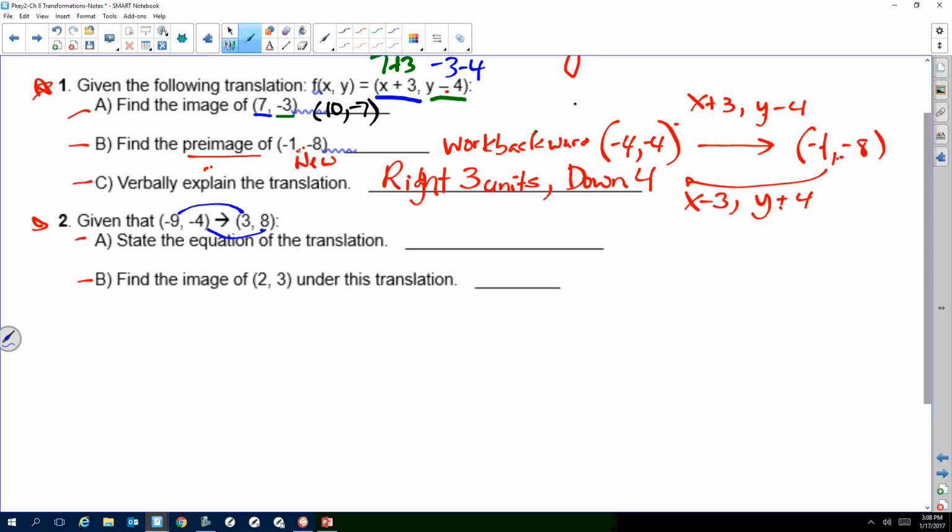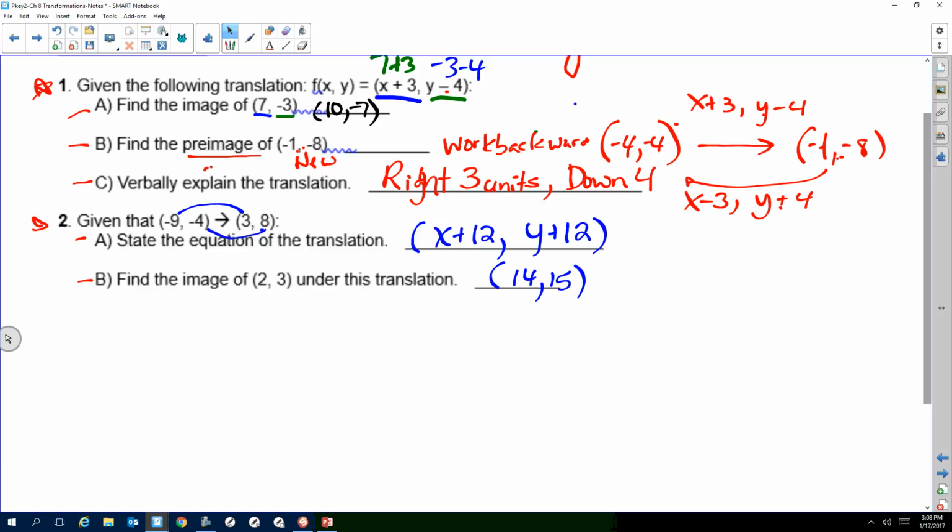It went from negative 9 to positive 3. What would you have to do to the x coordinate to make that exist? Yeah, so this would be x plus 12, and then negative 4 to a positive 8. Again, y plus 12. So we're going to use this rule for this point. If I'm at 2, 3, and I use this rule, what's our image of the point? 14, 15. There we go. Okay? 14, 15.